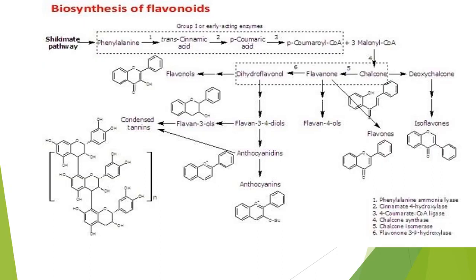But in another pathway, the cinnamic acid pathway, we will get the lignans, formation of lignans, and flavonoids are formed from the chalcones, and it will come from the mevalonic acid and malonyl CoA. So these are the different steps for formation of all these compounds.